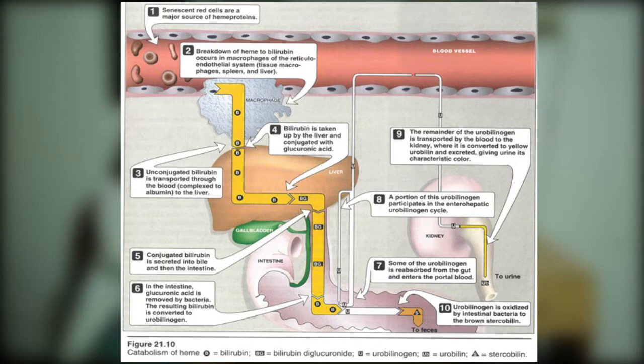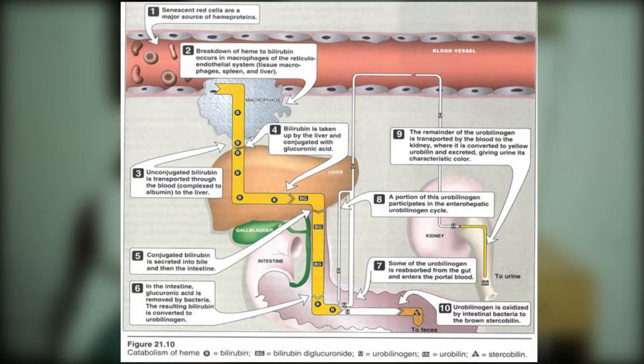The senescent red cells are a major source of hemoproteins. The breakdown of heme to bilirubin occurs in the macrophages of the reticuloendothelial system, the tissue macrophages, spleen, and liver. Unconjugated bilirubin is transported in the blood as a complex with albumin to the liver. Further, bilirubin is taken up by the liver and conjugated with glucuronic acid.